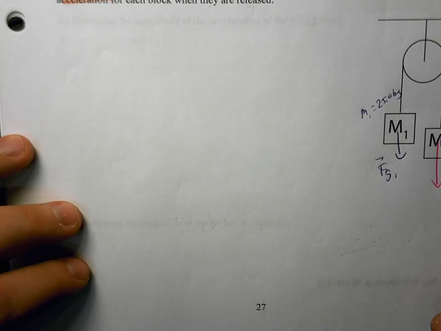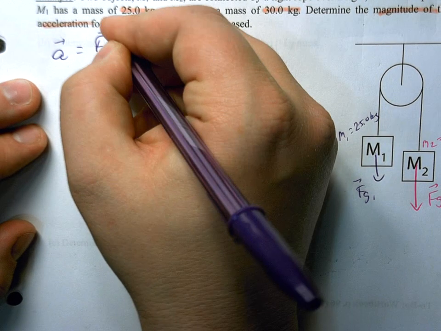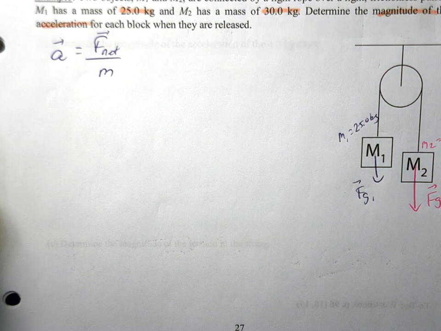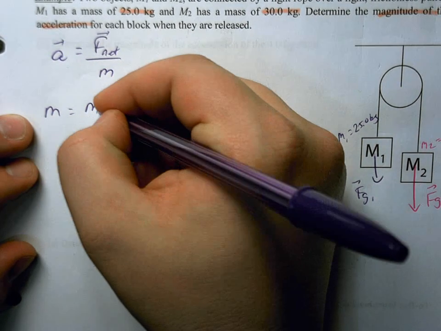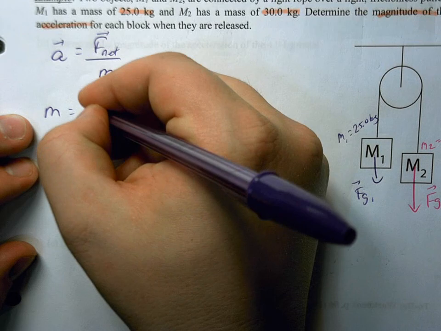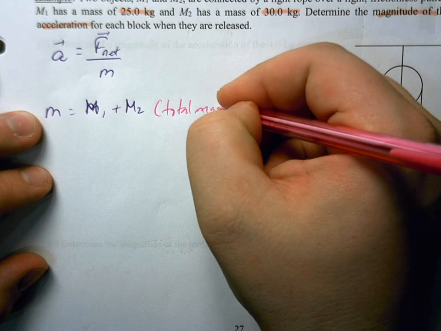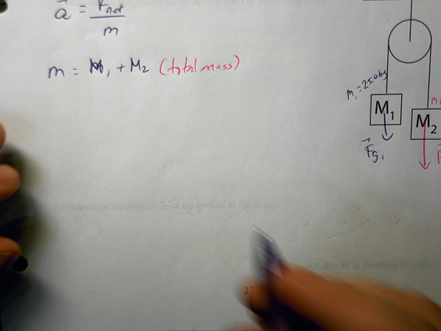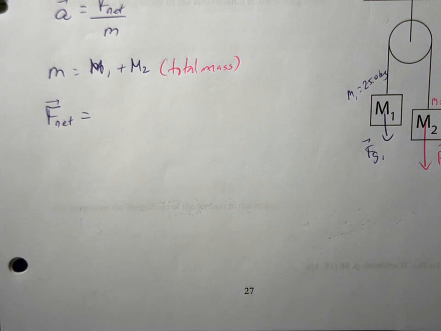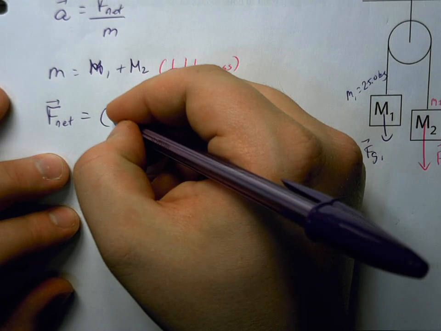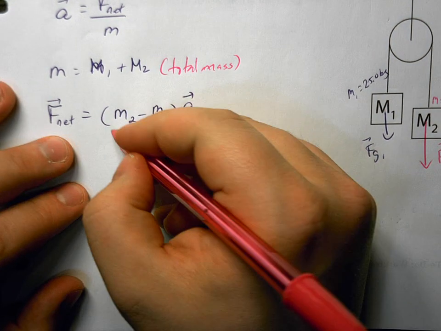So for this, let's have a look at the acceleration. We know by Newton's second law that the acceleration is the net force divided by mass. So for this, the mass is just the total mass of the system, so we have M1 plus M2. That's the total. Now the net force is always that tricky one. The net force is going to be driven by that difference in mass. So that difference in mass between the two blocks is what's going to drive our system.